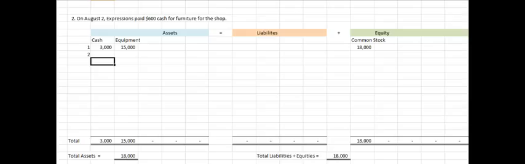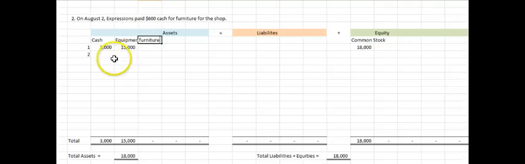Let's look at the second transaction. Second transaction says on August 2nd, Expressions paid $600 cash for furniture for the shop. So now let's take a look and see what are the accounts affected by this transaction. So what happened? We paid $600 cash and bought furniture. So what accounts are affected? Cash and furniture. Cash is an asset. How about furniture? Is that something the business owns? Yes, it is. Therefore, it is also an asset. So we're going to put furniture right here.